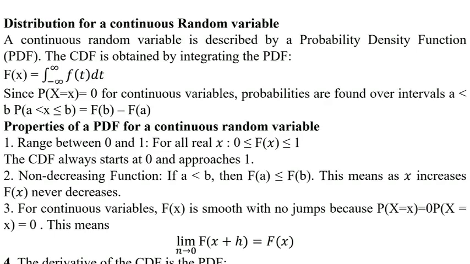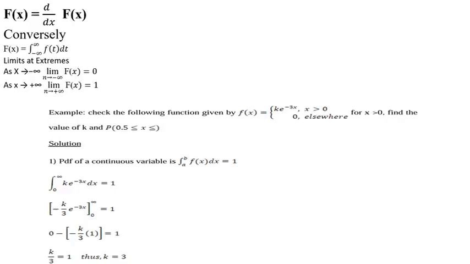Also, the derivative of the CDF is the PDF. The PDF f of x equals the derivative of the CDF F of x. Conversely, F of x is the integral from minus infinity to x of f of t dt. Limits at the extremes are another property. As x approaches negative infinity, F of x equals 0. Also, as x approaches positive infinity, F of x equals 1.